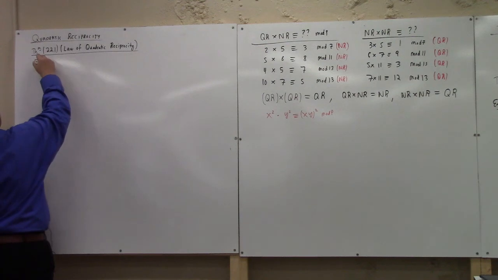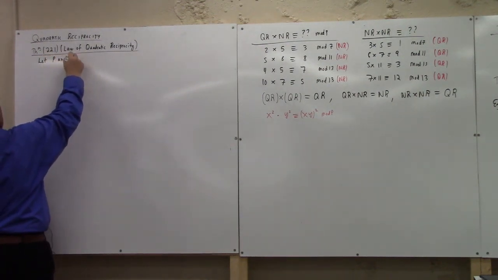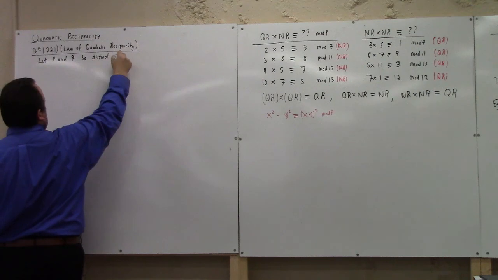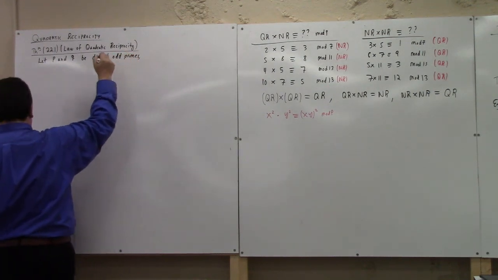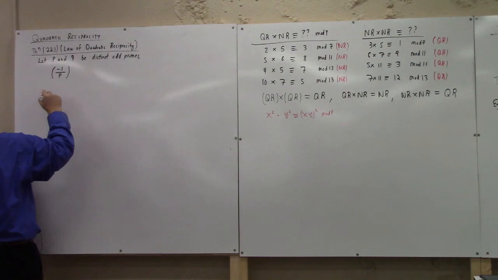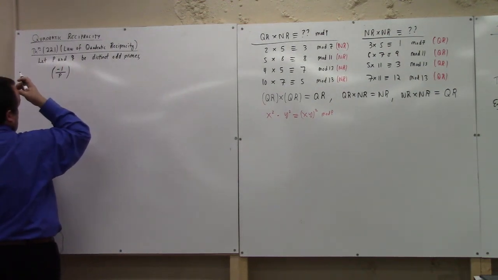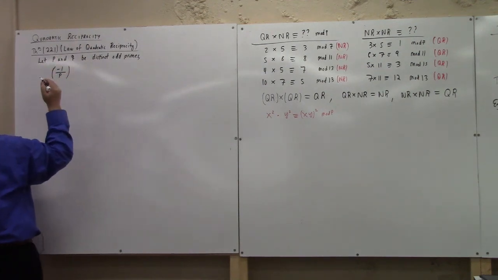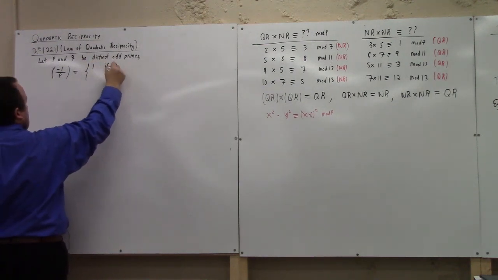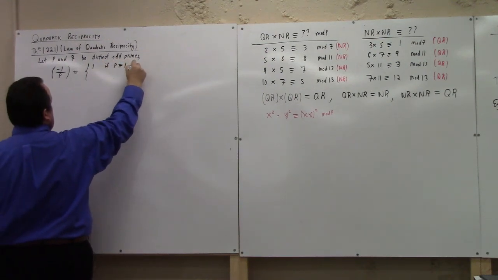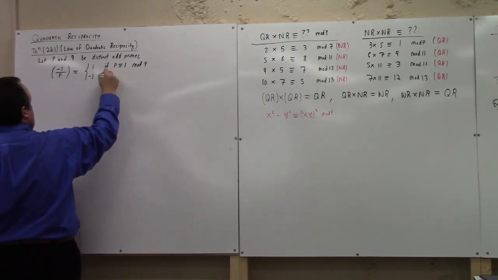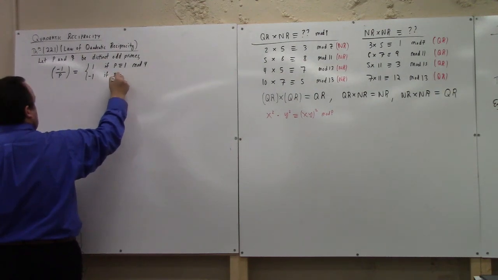Okay, here it is. Let p and q be distinct odd primes. All right. First of all, minus 1. Minus 1 over p, let's just say that, the Legendre symbol, is equal to 1 if p is congruent to 1 mod 4, and minus 1 if p is congruent to 3 mod 4.